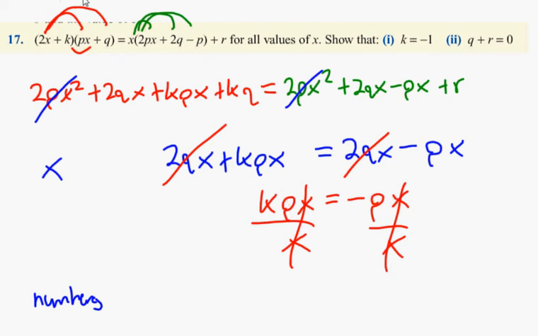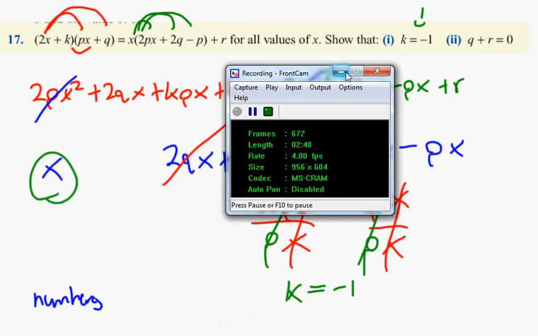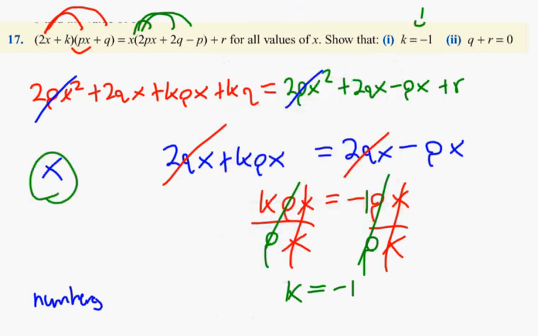What I can do is this, right? See the way I divided both sides by x? I can then divide both sides by p. And what I'm going to get is k equals minus p divided by p, or minus 1p divided by p. Just minus 1's left over. And if you look at the description of the question, it's asking you to prove that it's minus 1.